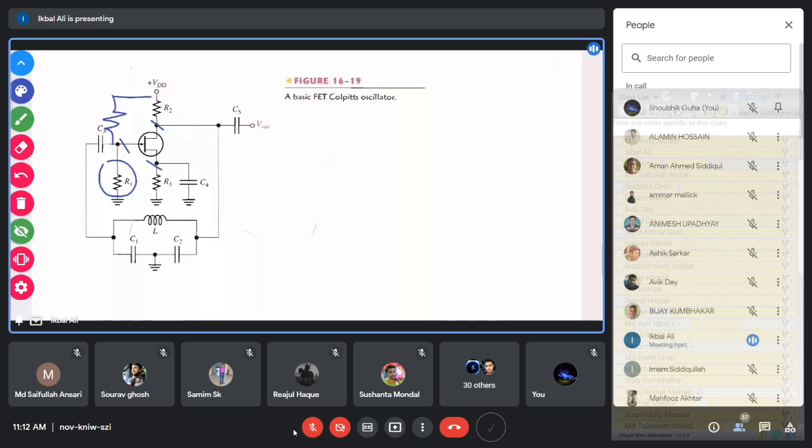So if you can learn the circuits with one 3-terminal device like the transistor, then you can understand the other 3-terminal device circuits. So that is why I'm just focusing on the transistor circuits. If you can understand this transistor circuit very clearly, then you can understand any other 3-terminal device circuits. The circuit will be similar.